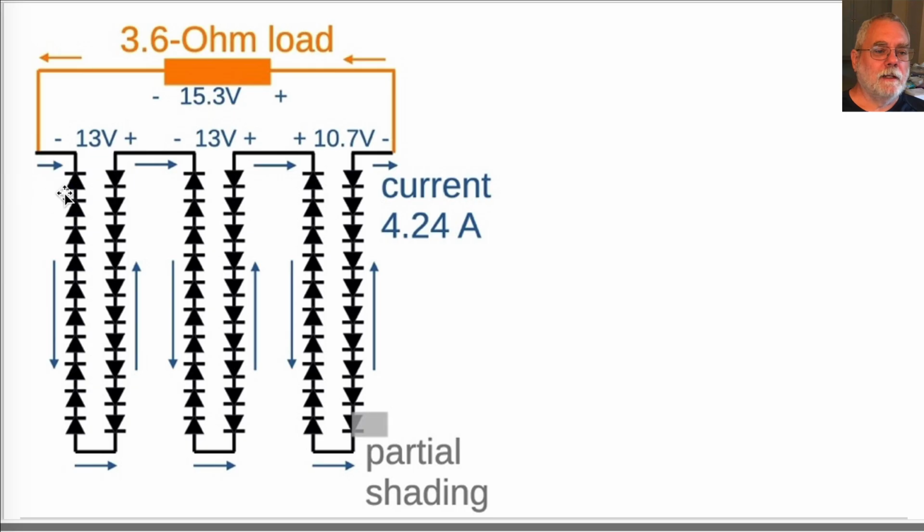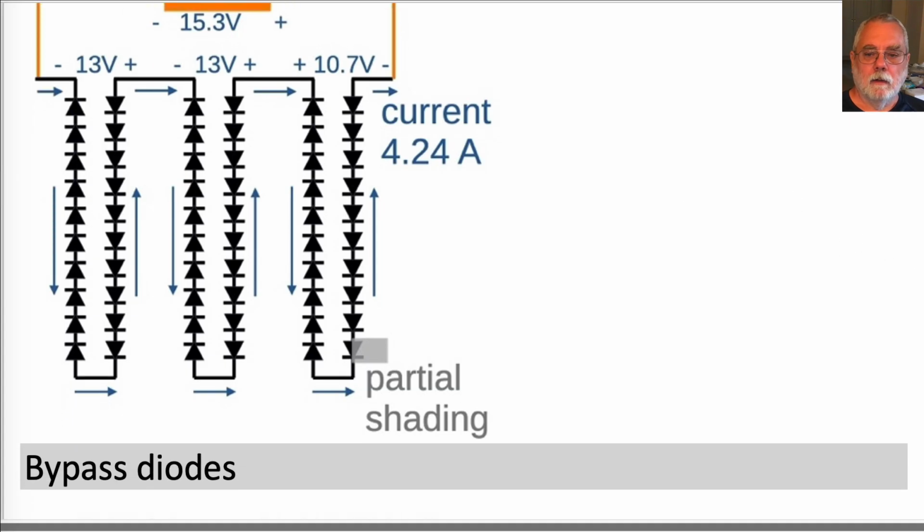So the two fully illuminated strings are generating plus 13 volts. But the string with the partial shading of one cell has minus 10.7 volts on it. Bypass diodes. The internet says that solar panels started coming with bypass diodes in the 1990s. Let's see how bypass diodes help this partial shading, power reduction, and hotspot situation. Later, we'll discuss the original motivation for the bypass diodes.